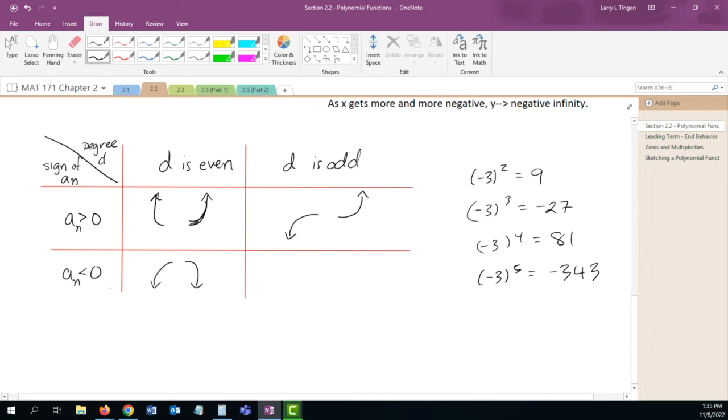Now, what happens when the leading coefficient is negative and the degree is odd? Well, this gets flipped, right? So instead of as x goes toward negative infinity, the function now goes toward positive infinity. Why? Because when you take your x and raise it to that power, that's negative, and the leading coefficient's negative. A negative times a negative is positive.